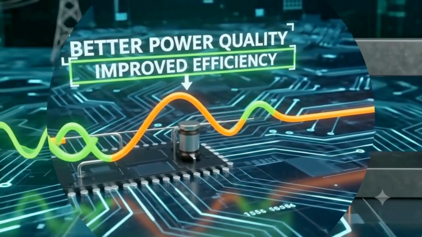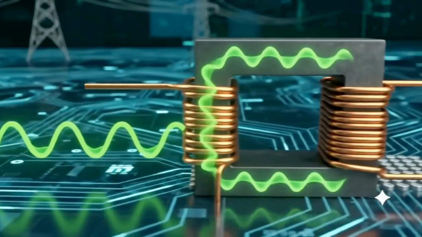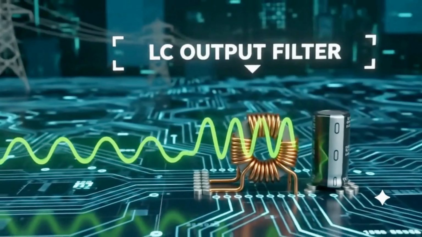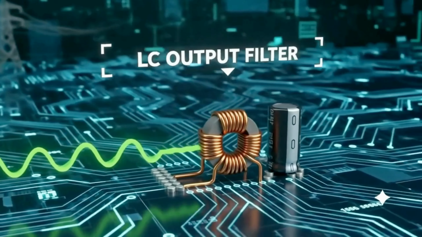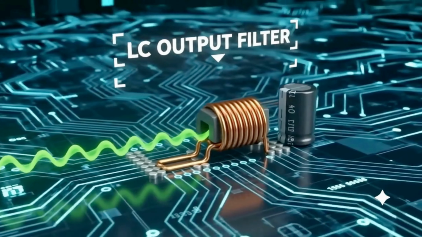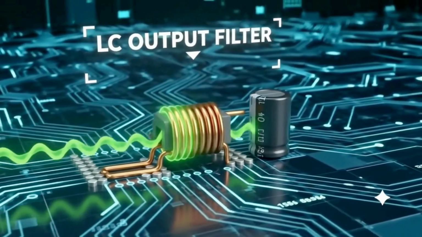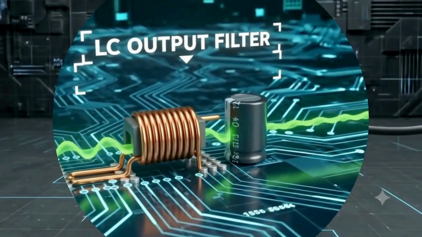Is that simple? Rippled DC current flows from the secondary rectifier. It enters an LC filter stage. An inductor and capacitor work together to smooth the output.